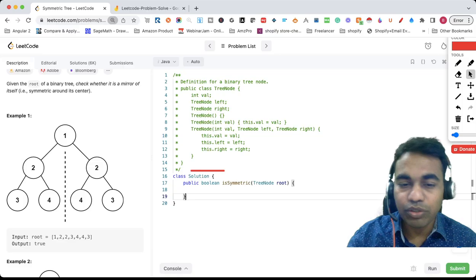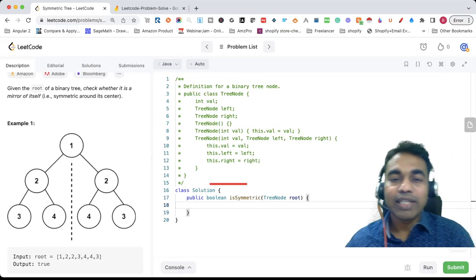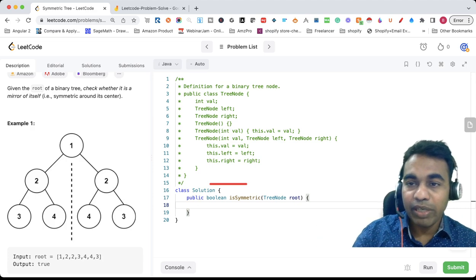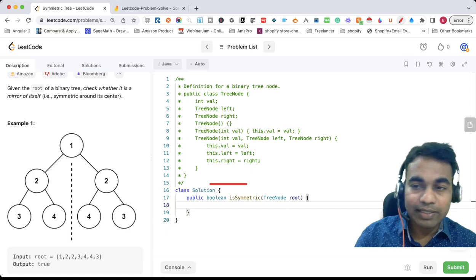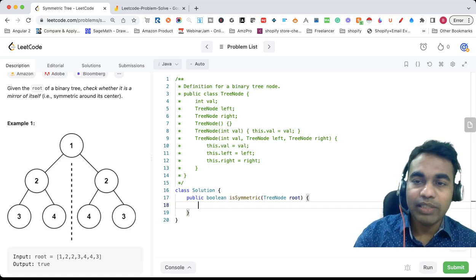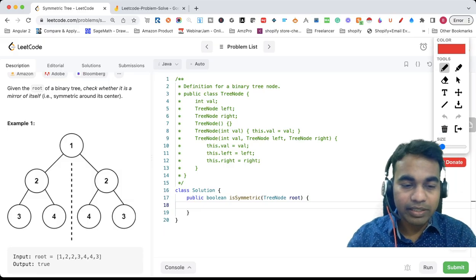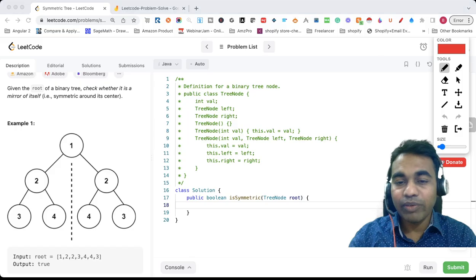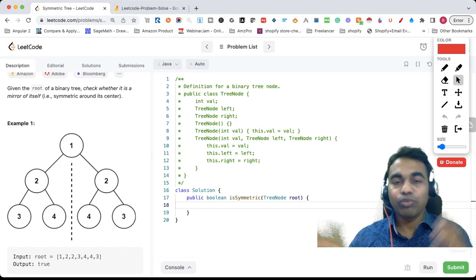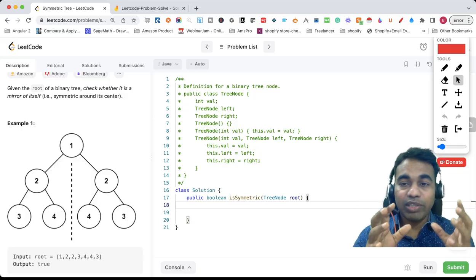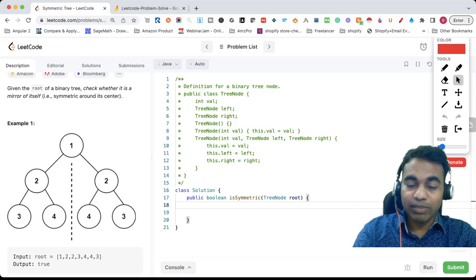Basically, initially we'll check whether my root is null. If so, I can return immediately. Or else we can call a magical recursive function which will return whether the left and right subtree of this particular root are the same or not. Let me write it down.